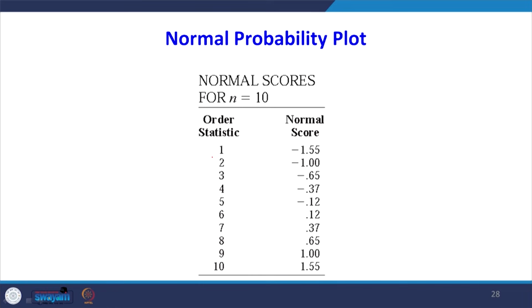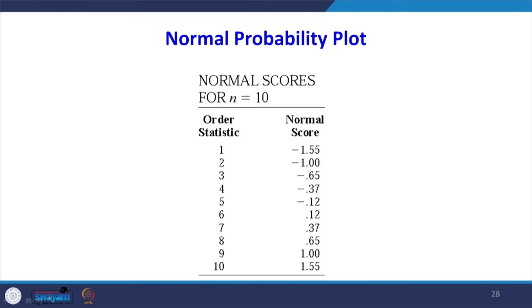So, this was the first order statistic. For the first order statistic, wherein the sample size is equal to 10, it should be minus 1.55. That means these data values are coming from the normal distribution. For the second order statistic, the value should be the one we got from the table.